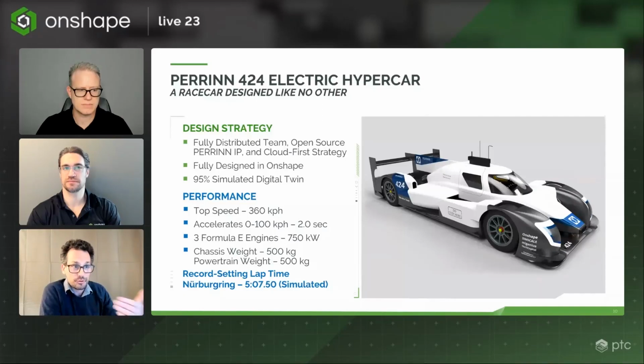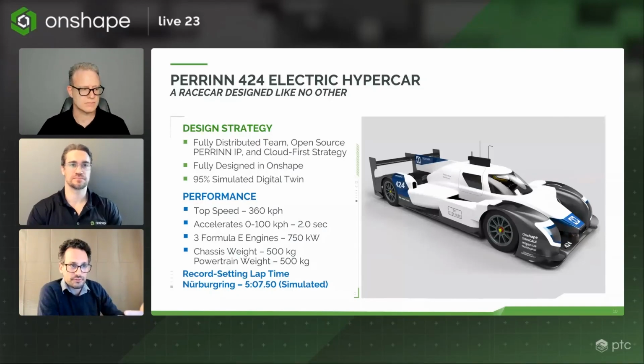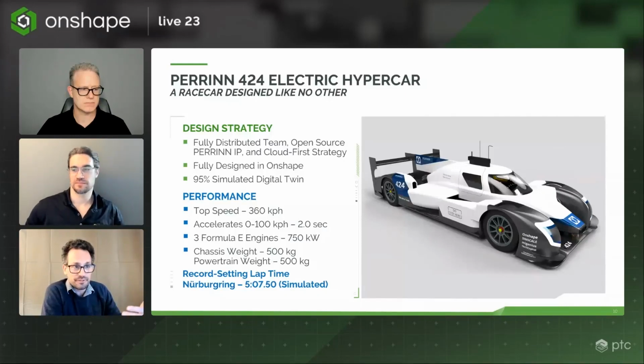This simulation is also installed on one of the best motion platforms in the UK, used by Formula One teams. So we have here the best possible simulation tool to predict our performance. We are predicting today a lap time of 5 minutes 07.5, going around the 20 kilometers long Nürburgring track.